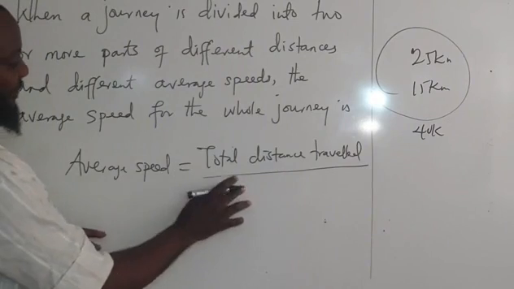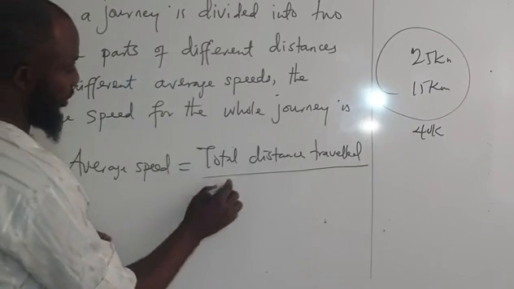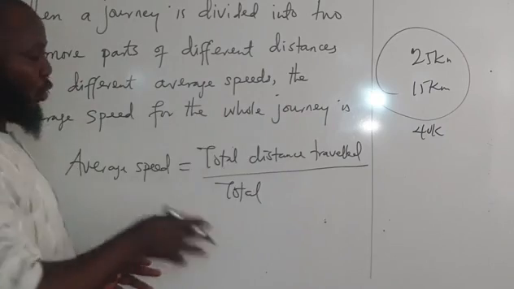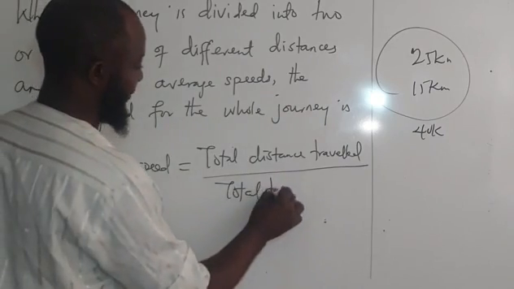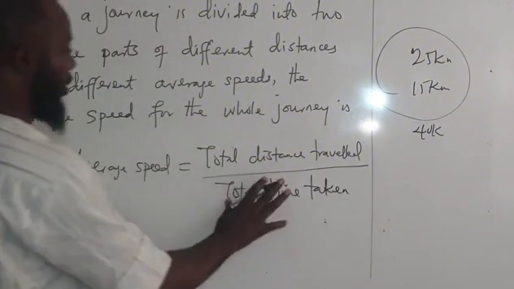Then the time, since speed is distance over time. So it will now be what? The total time taken to travel the whole journey. So total time taken. So this is what we're going to do.